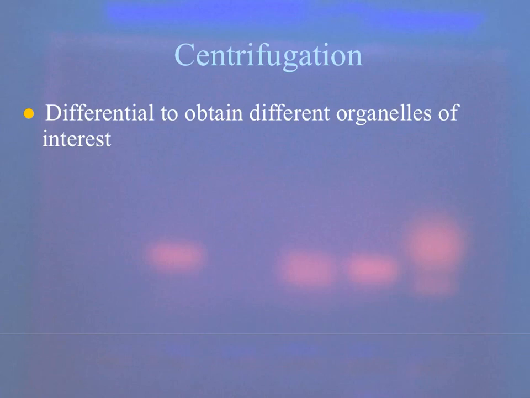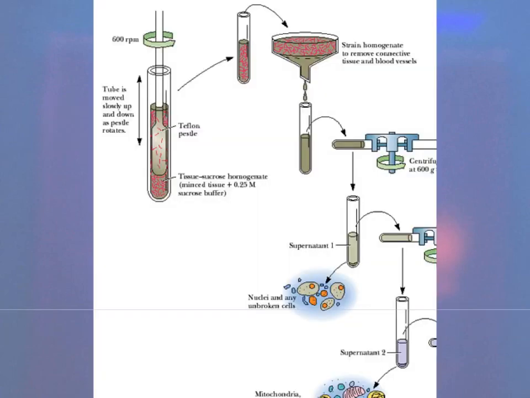Just spinning it at relatively low speeds, you can actually get rid of cell membranes and things. And sometimes your protein is in the cell membrane, and we'll talk about how to get it out of a membrane after a while. But I wouldn't expect you to know all of the different speeds and all this kind of stuff.